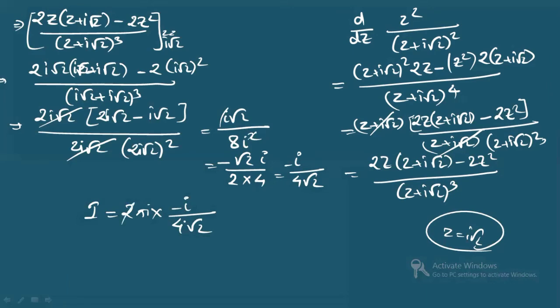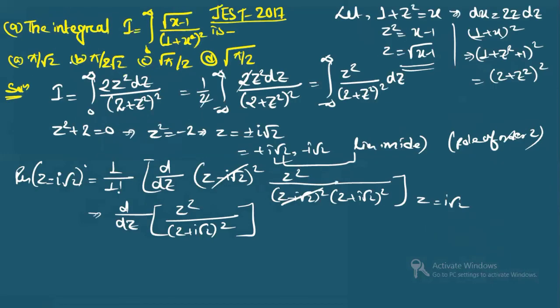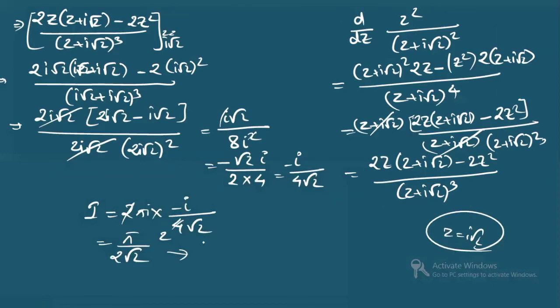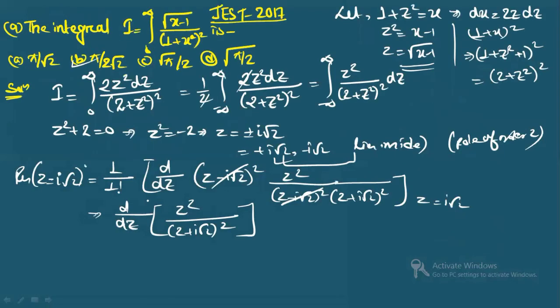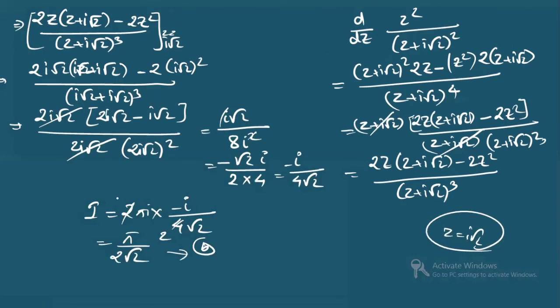Okay. So this 2 cancels 2. 2 is i into i, which is i square, that is minus 1. So this becomes positive. This is pi by 2 root 2. So the correct option is pi by 2 root 2, which is option B. So just option B is correct. It is just simple. Just go for the pole, see the order of the pole, find the residue, and find the value of the integral using Cauchy's integral theorem.